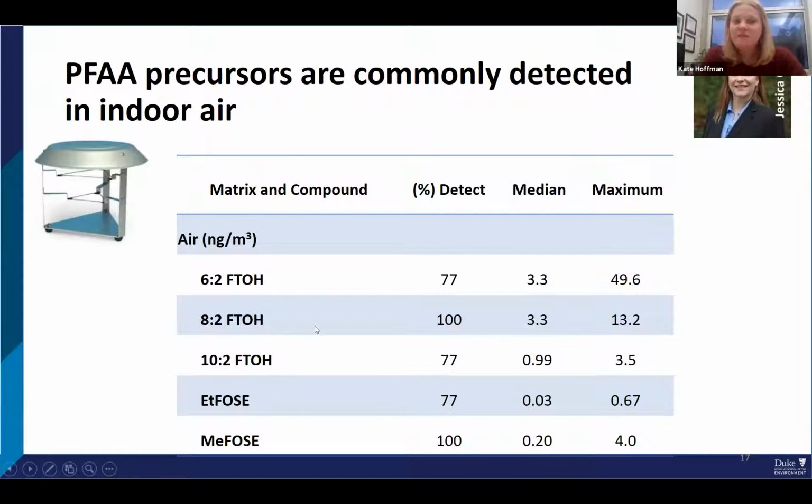And the main thing to note here is that, like the dust, we detected these more volatile precursor compounds really frequently in participants' homes. Again, the FTOHs were the most frequently detected. We also detected these PFAS compounds, EtFOSE and MeFOSE, in most of the homes that we sampled.